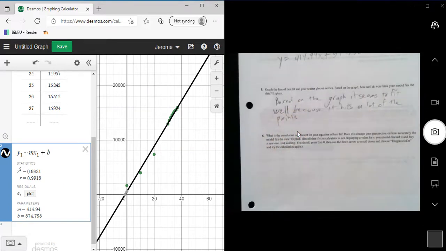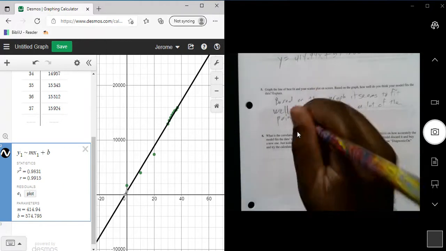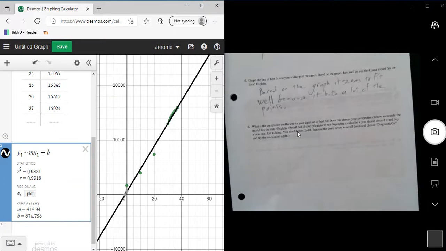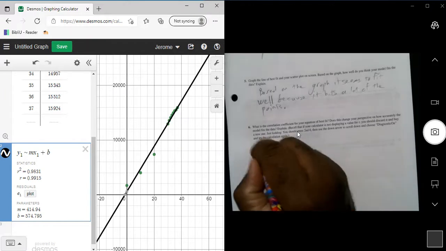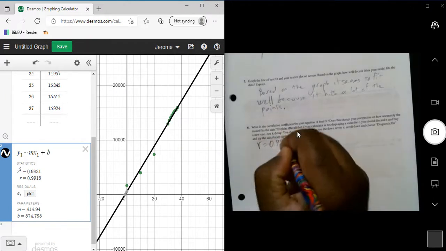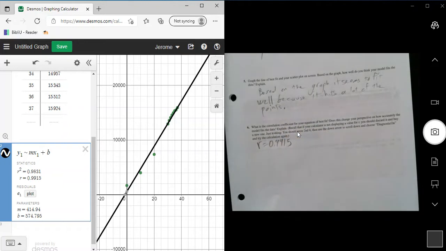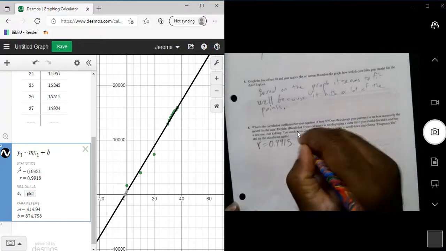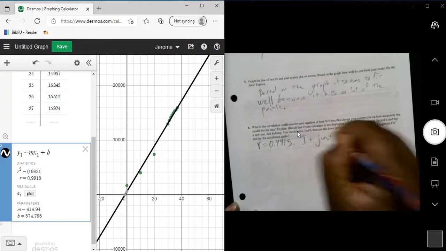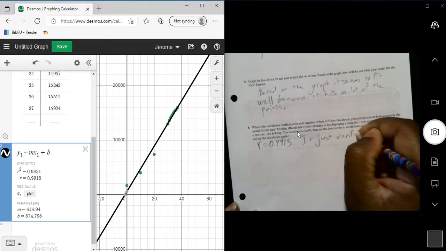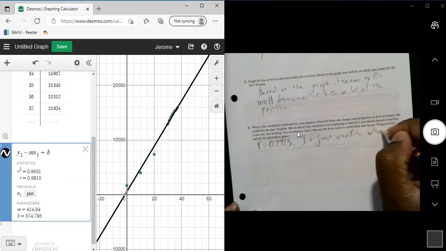Now it said here based on the graph. Now if we look here at number 6, it says, what is the correlation coefficient for your equation of best fit? So the correlation coefficient is the R value. So it's R equals 0.9915. It says, does this change your perspective on how accurately the model fits the data? Well, it just verifies what I thought.